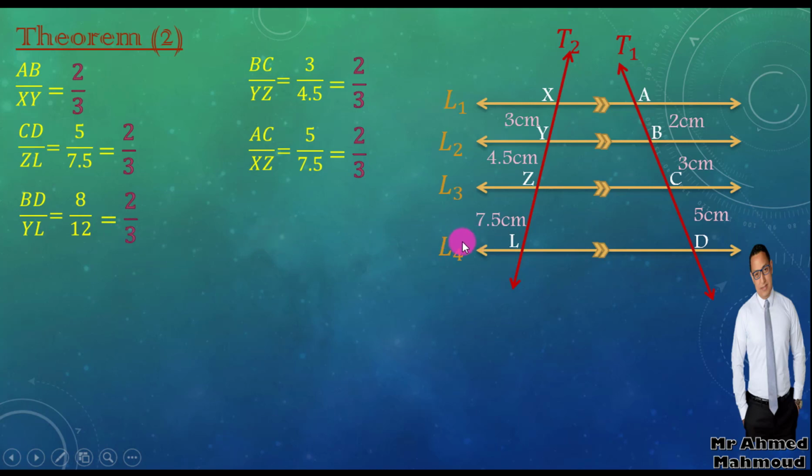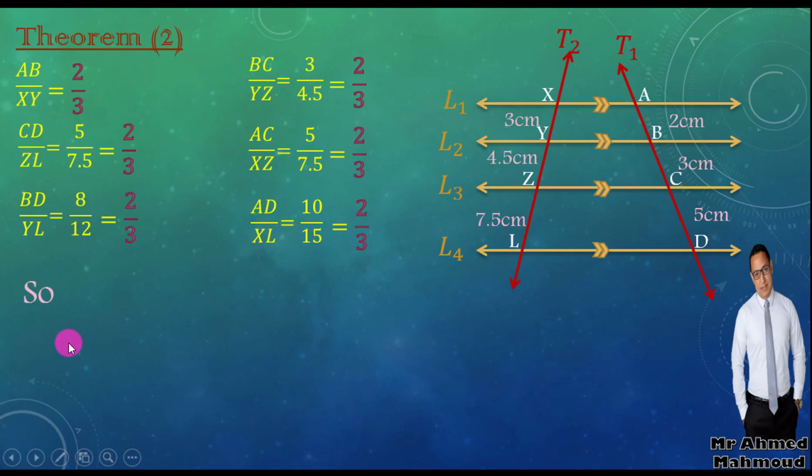Finally, the final line segment is AD. AD equals 2 plus 3 plus 5, which equals 10. Its opposite line segment is XL. So the ratio between them, AD over XL, equals 10 over 15, and 10 over 15 also equals 2 over 3. So the ratio between any two corresponding line segments is constant. Again, the ratio between any two corresponding line segments is constant.